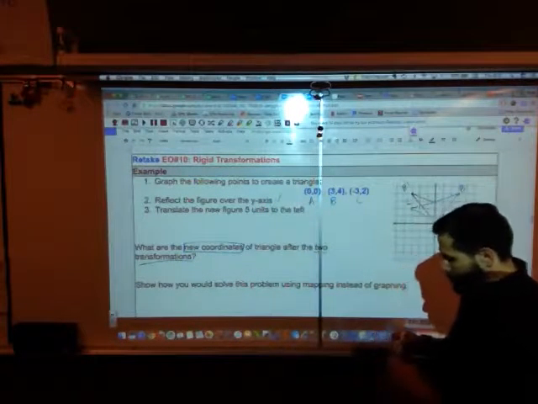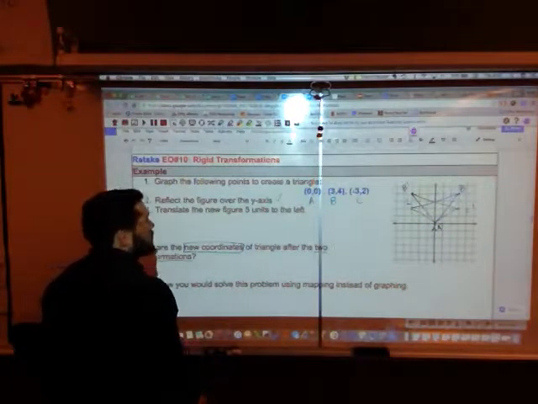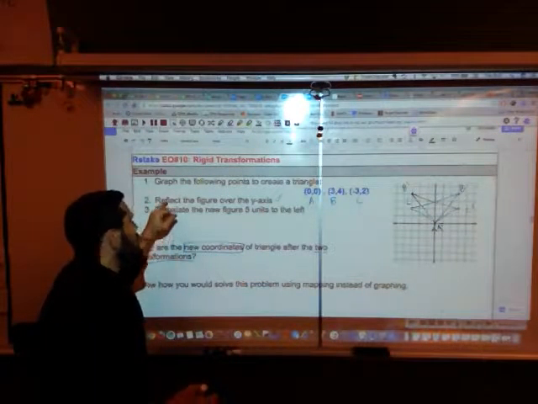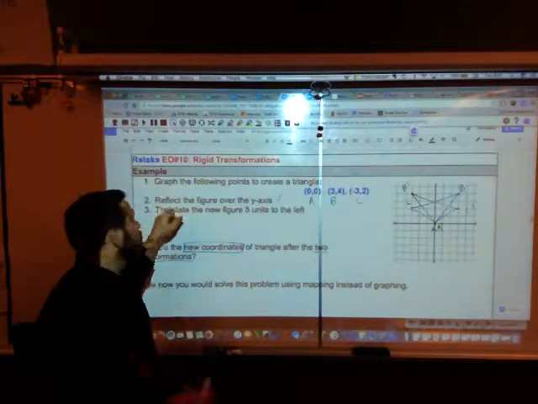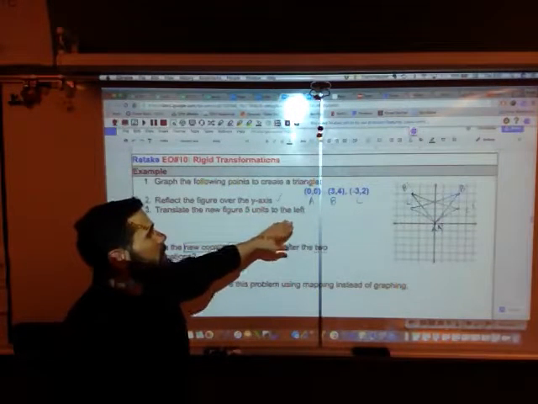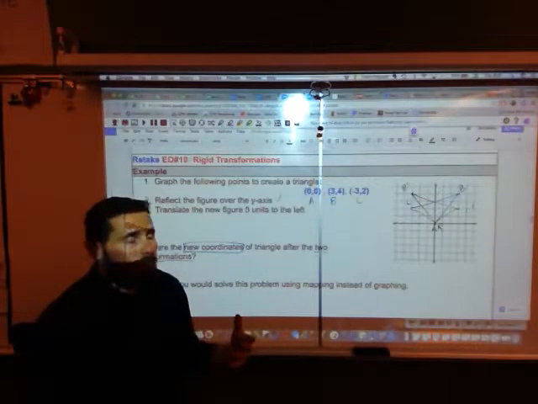So that's done. I'll get a different color here. The next one, translate, which means slide. Reflect also means flip or mirror it. Translate, slide the figure 5 units to the left. So we're actually going to be off the grid here a little bit, that's okay, we're fine with that.